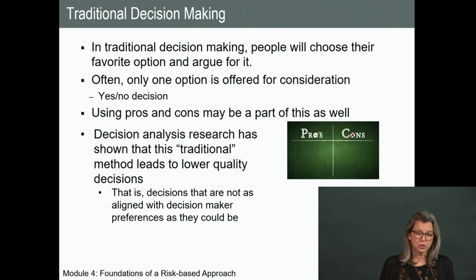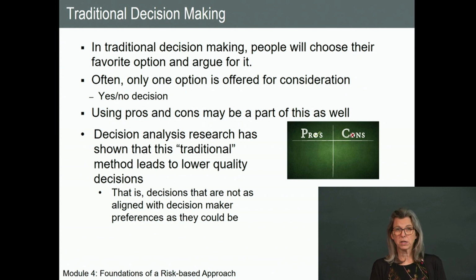So first, traditional decision making. I mentioned this earlier in one of the earlier modules, that often people will choose their favorite option and then just argue for it. And really it comes down to how strong your argument can be, and who you can convince to come to your side. Often, as I mentioned also, only one option is offered, so you just say yes or no to this, as opposed to comparing the options across different alternatives.